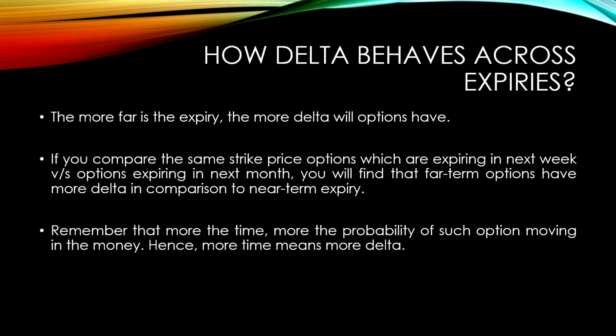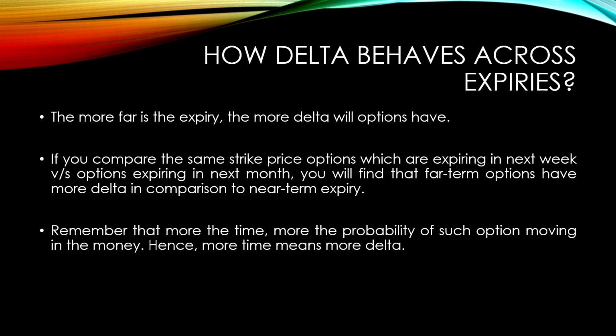So how does delta behave across different expiries? The general rule is the farther the expiry, the more delta the option will have. As stated in the previous slide, delta is roughly the probability of the option going in the money. So the farther the expiry, the more the probability of such option going in the money. As you move further in time, the delta of such option will tend to increase.